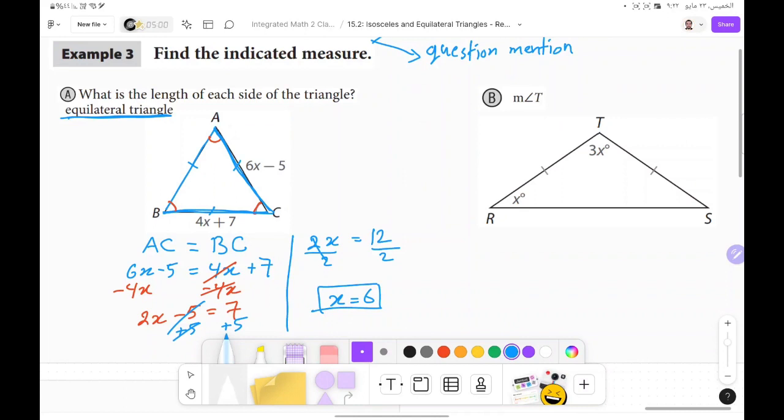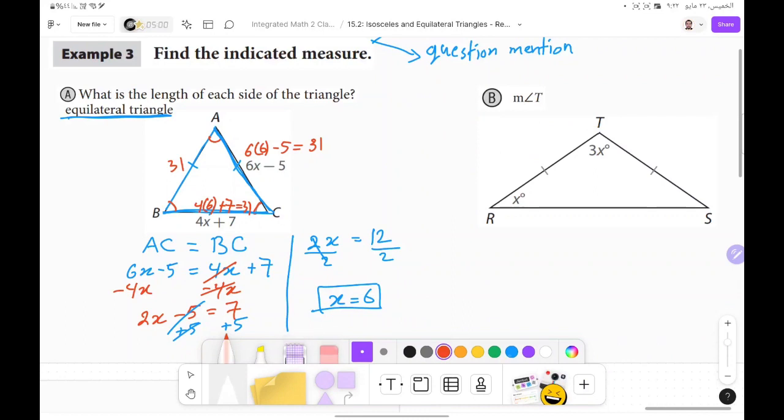After I found x, did I stop here? No, I have to replace x in my question because I need to find the side. So 6 times 6 minus 5: 6 times 6 equals 36, minus 5 is 31. Here, same thing, 4 times 6 plus 7. So 4 times 6 is 24, 24 plus 7 is 31. So this one is 31, this one is 31. For sure, this one should be 31 because it's equilateral.